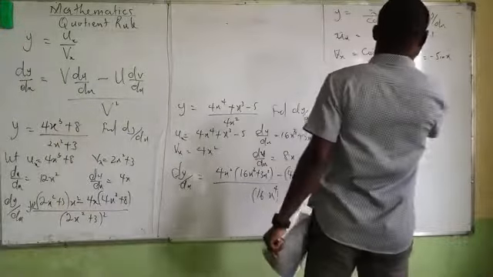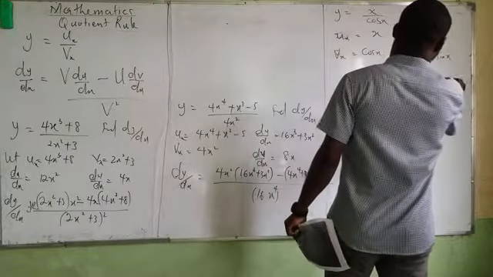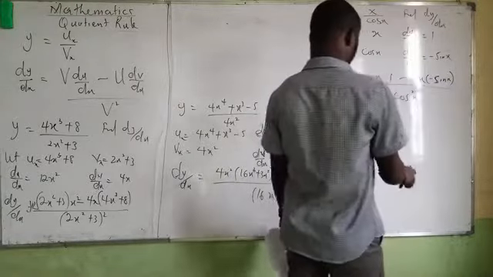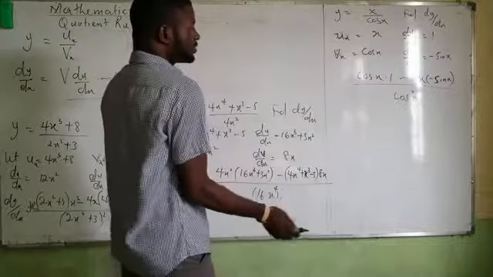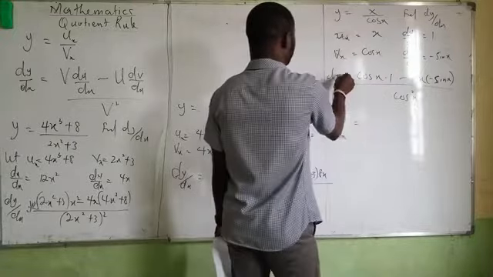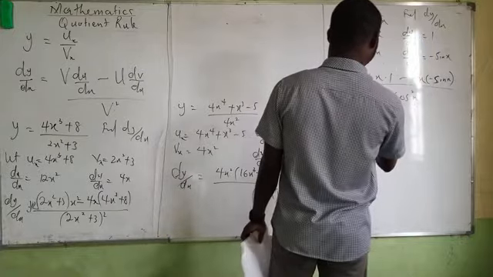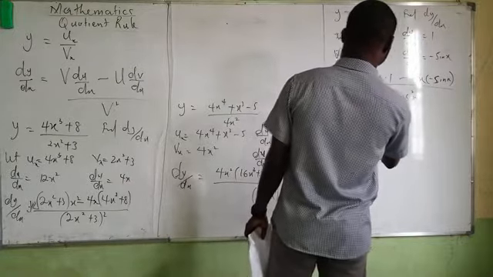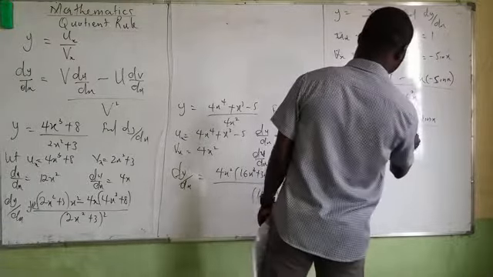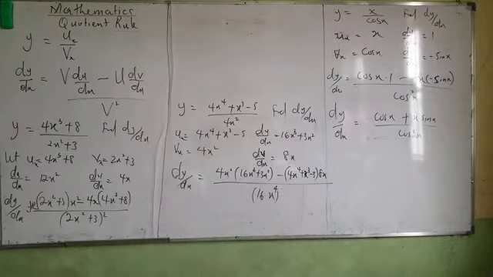My u is x. My dv is minus sine x divided by cos squared x. Can you see that? I can now say that my answer, dy/dx, will be equal to cos x plus x sine x divided by cos squared x. That is my final answer. Now, this is our first case.